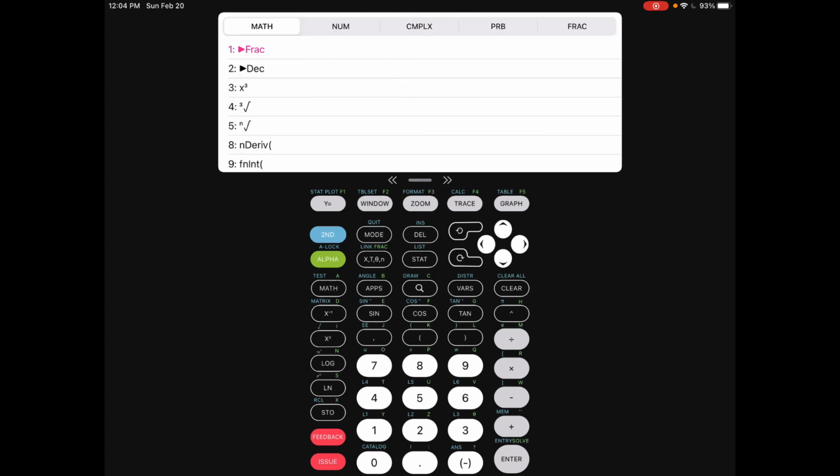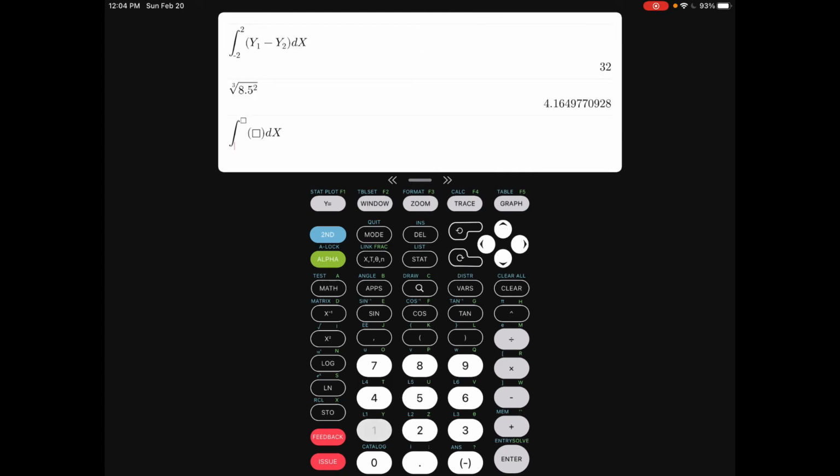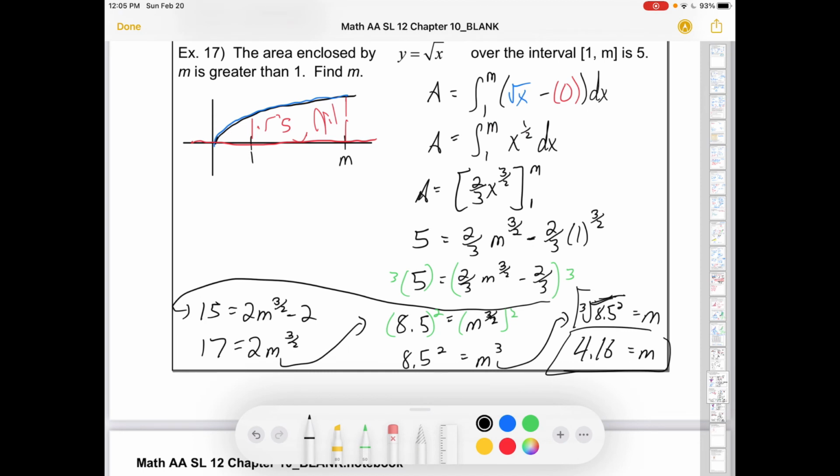Is it going to work? If I take the integral from 1 to 4.16 on root x, am I going to get 5? Pretty much. A little bit of rounding error. To 3 sig figs, 4.16 is a great answer. If I wanted an exact value, well, cube root of 8.5 squared would be lovely as well.